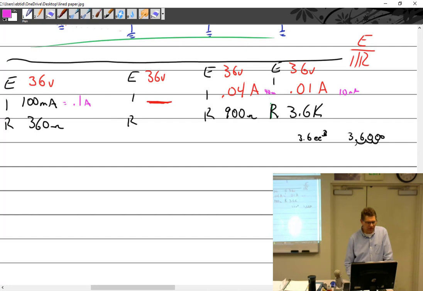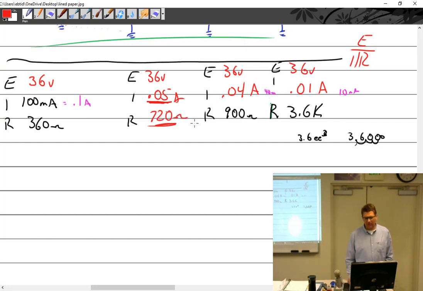So this has got to be 0.05. So 0.05 plus 0.04 plus 0.01 equals 100 milliamps. Now I can solve for this. See, there's always a way. There is a formula for finding the missing resistor, but I found it this way, which is even easier. R equals E, 36, divided by 0.05, which is 720 ohms.